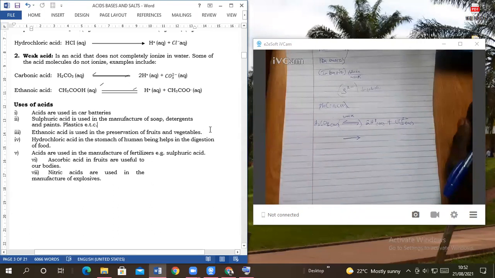Normally you find these in home management labs. They are mostly used there. Ethanoic acid is a preservative. Even in most cakes, they use ethanoic acid. It is a weak acid, so they don't need to worry about eating those cakes.